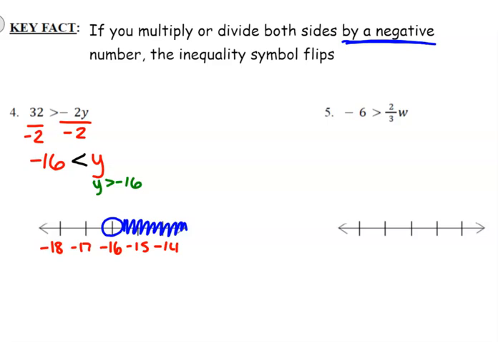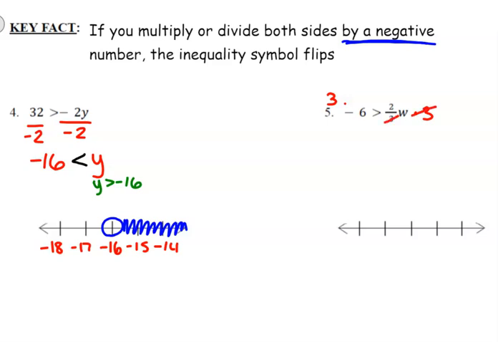If I take the same approach to question 5, negative 6 is greater than 2/3 w. There's more than one way to handle the 2/3. You can divide by 2/3, but if you don't like fractions, I'm going to take care of this using whole numbers. Remember, a fraction is division, so the opposite of division is multiplication. So if I multiply both sides by 3, that's going to make the bottom of my fraction go away.